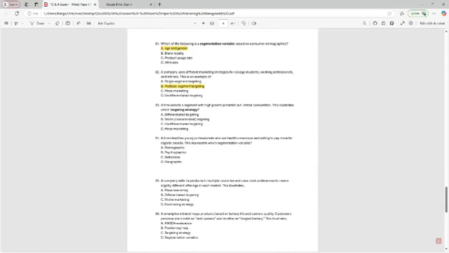So if you forget the lesson, you can see session 5, segmentation, targeting and positioning. Under session 5, you can see the correct answer.